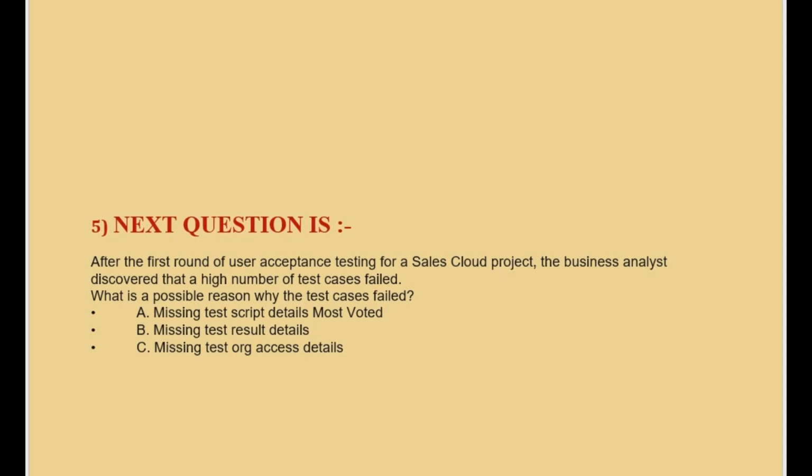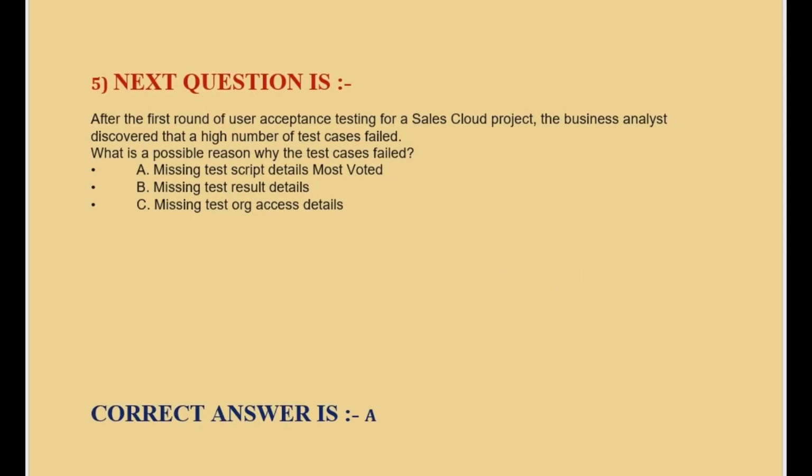Option A, missing test script details. Option B, missing test result details. Option C, missing test org access details. Correct answer is option A.